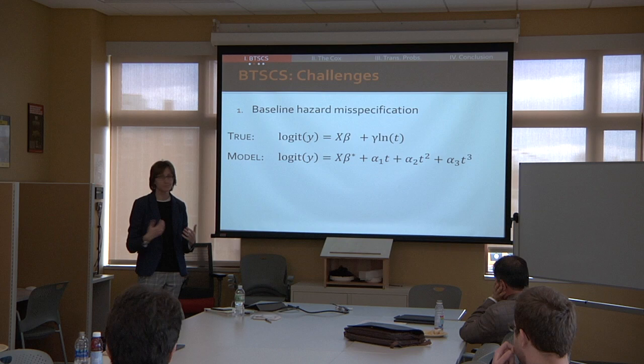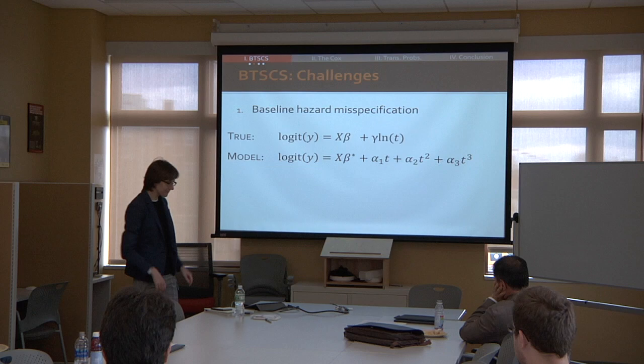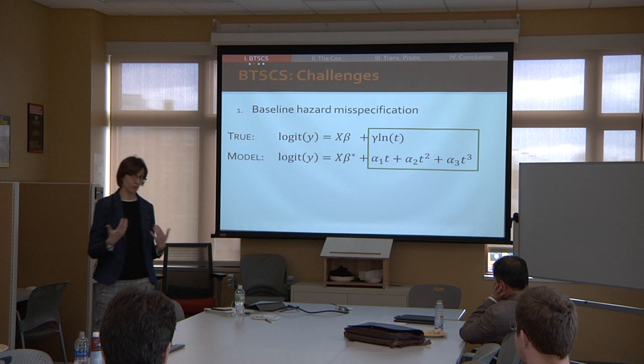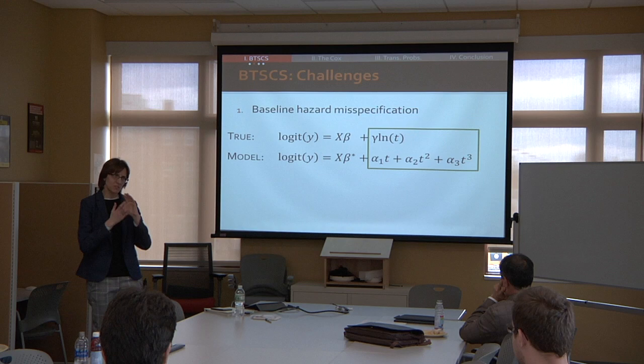And then you have your t squared, t cubed. Notice the mismatch, right? In truth, the baseline hazard is a function of the log of time, but you've modeled it as a time polynomial. Now, sometimes these mismatches aren't very large, but sometimes they can be.